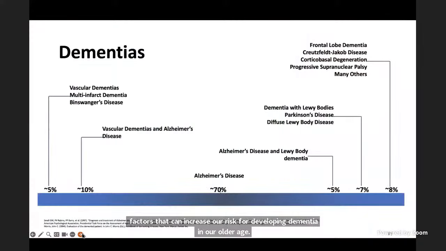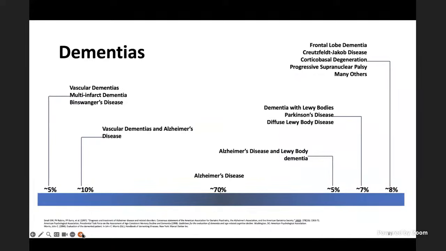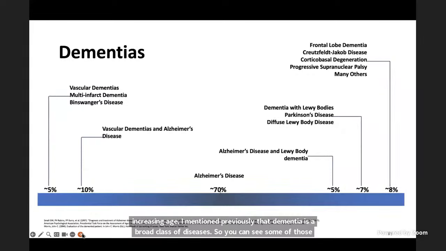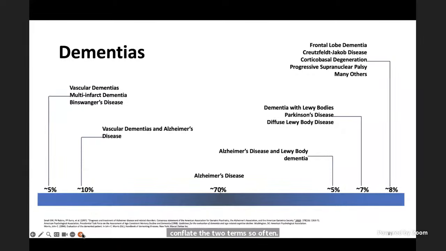I mentioned previously that dementia is a broad class of diseases. And so you can see some of those diseases listed here on the chart. Alzheimer's disease does make up about 70% of dementia diagnoses, which is why we conflate the two terms so often. But there are a bunch of other ones. So you'll see on the top left, there are vascular dementias. So somebody may develop dementia as a result of a stroke.